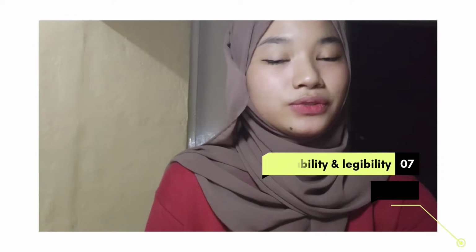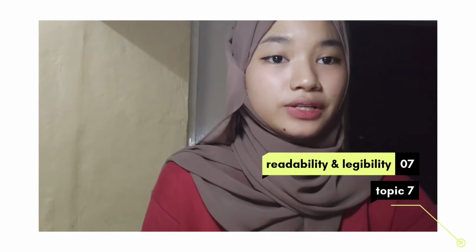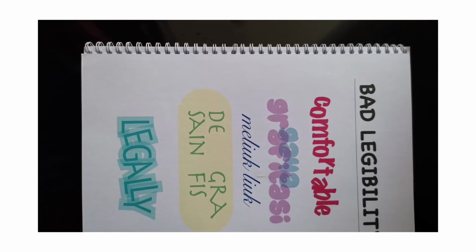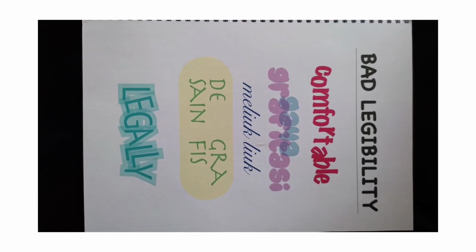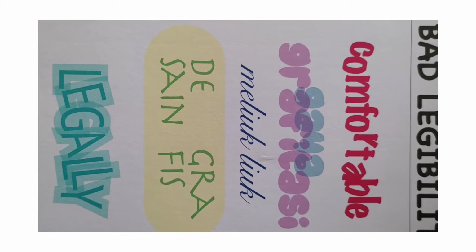Now we go to topic number 7, readability and legibility. Readability is the use of letters with attention to their relationship with other letters, so it looks clearer and easy to understand. Legibility is a measure of how the human eye distinguishes one letter character from another. So guys, here are 5 examples of bad legibility.